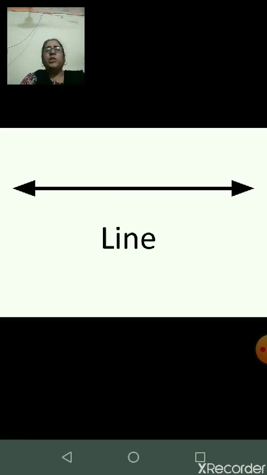Yes, here what do you see, children? On both the sides you see two arrow marks. Now what is the meaning of an arrow mark? That you can extend the line on both the sides. The arrow mark shows that you can extend that part. So it is called a line. What is it called? A line.